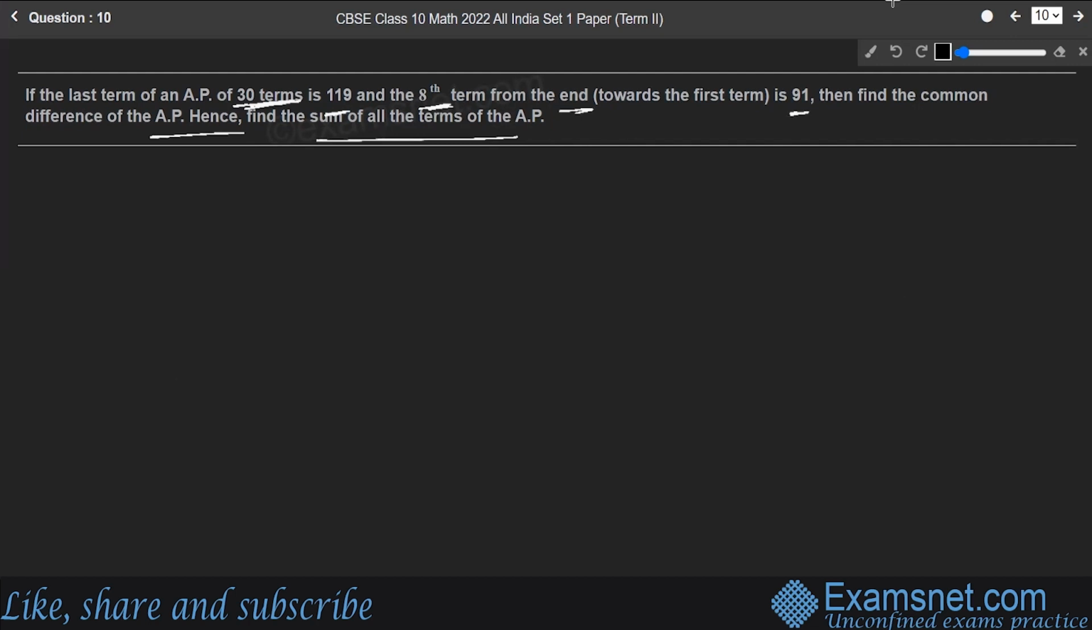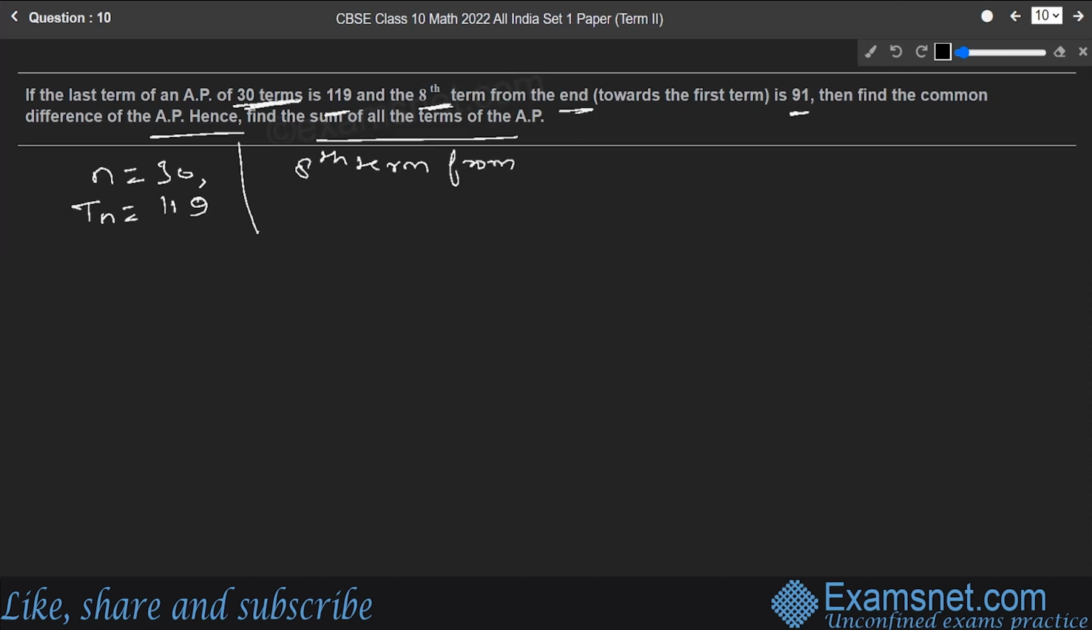So what all is given? The total number of terms n is equal to 30. The last term of an AP of 30 terms is 119. So let me write Tn, the last term or the nth term, is 119. What else is given? It is saying the eighth term from the end.